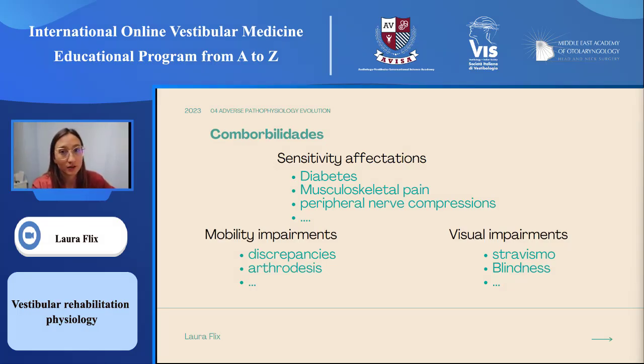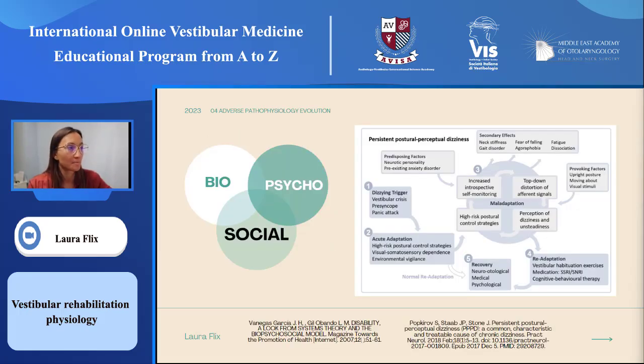Here we can have a lot of different things that can affect us, like sensitivity affectations maybe by diabetes, musculoskeletal pain, peripheral nerve compressions, etc., or mobility impairment like arthrodesis or dysmetries, etc. No, and then we will have the visual impairments also, that strabismus and blindness, for example, will of course be much more difficult to make better.